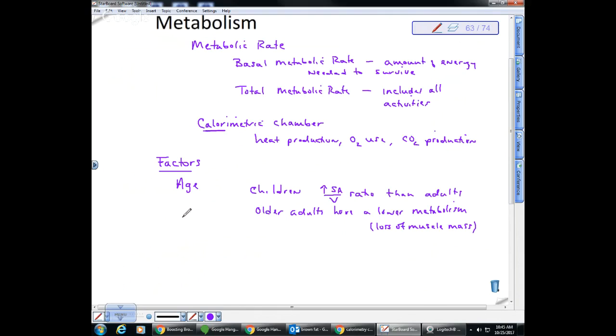Okay. We also have the same thing with gender, in that males tend to have more muscle. They also tend to have less subcutaneous fat. So they tend to lose heat more readily to their environment if they have less subcutaneous fat, and they tend to need more energy because they have more muscle.